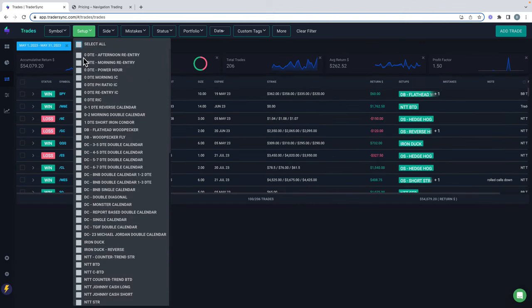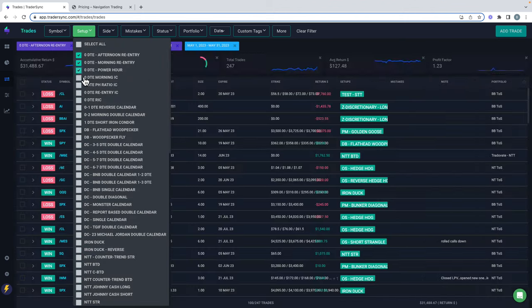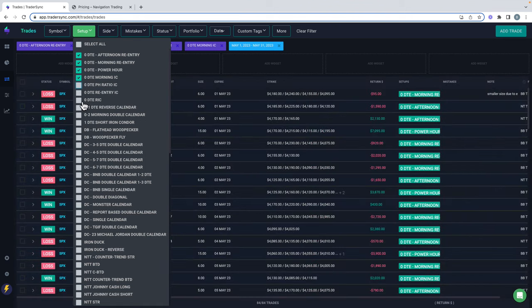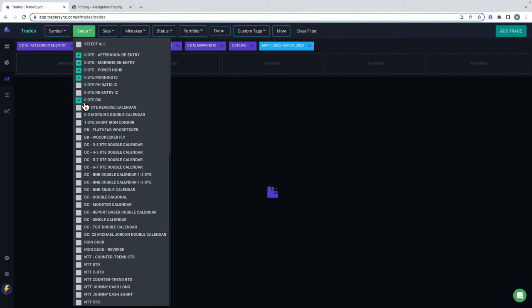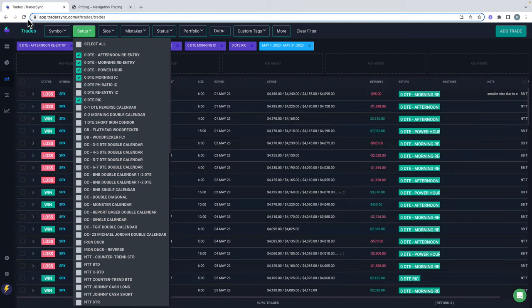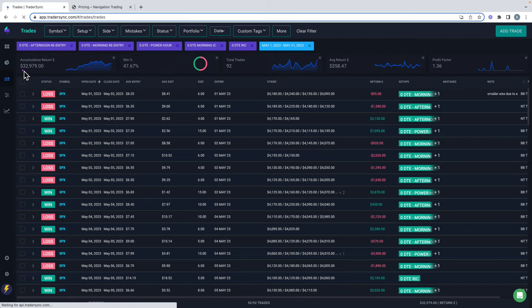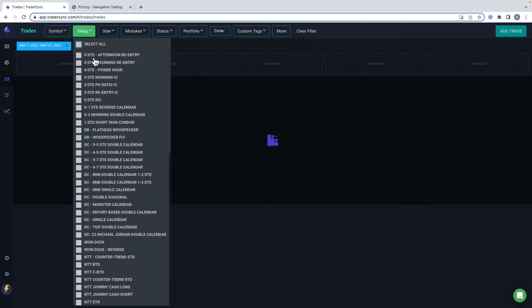So let's unselect those and let's just look at our zero DTE strategy, which continues to be our best performers. So you can see over half the profits came from zero DTE. Almost 33,000 of those 54,000 came from zero DTE. And really the majority of these came from one, which is our power hour. But let's break these down so you can see.